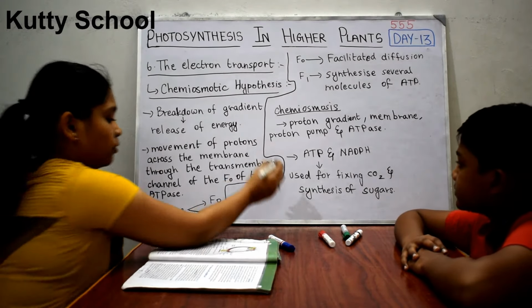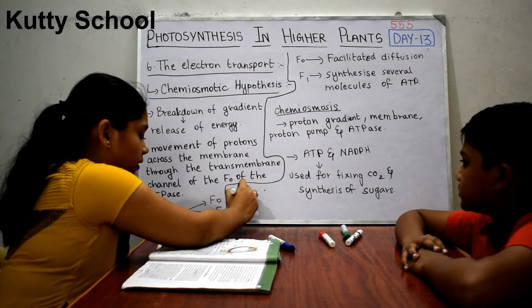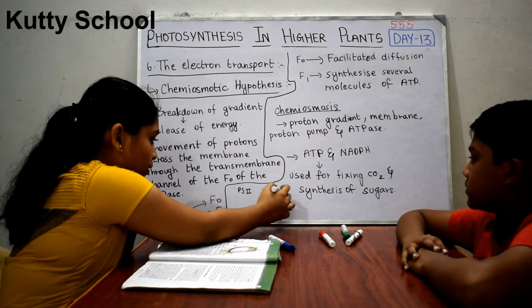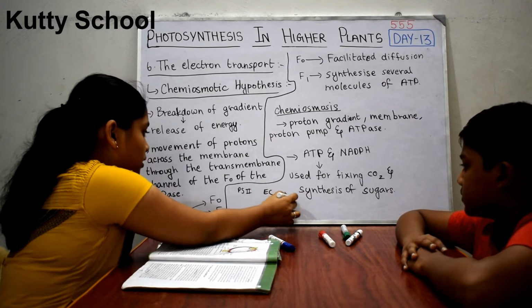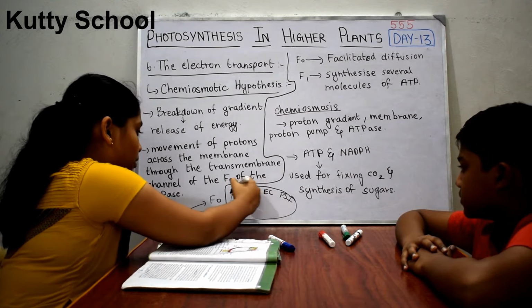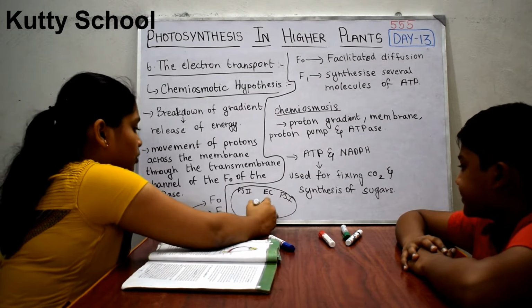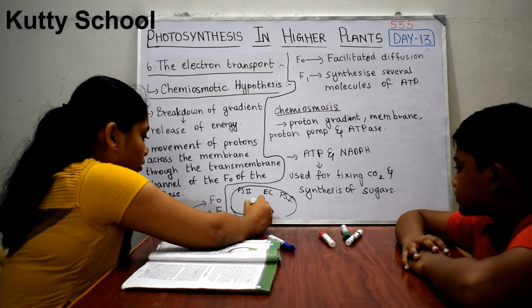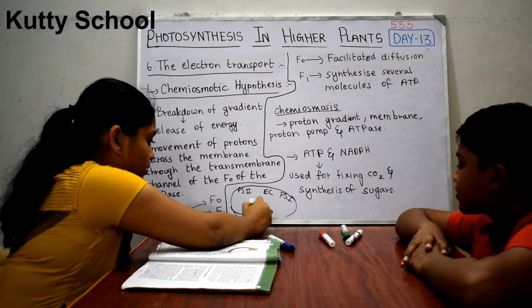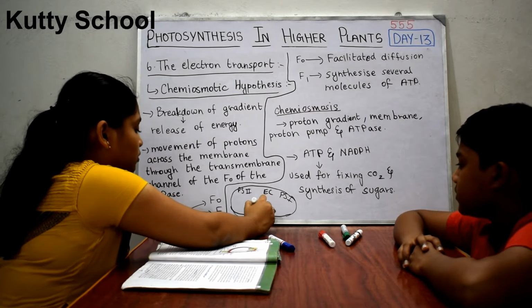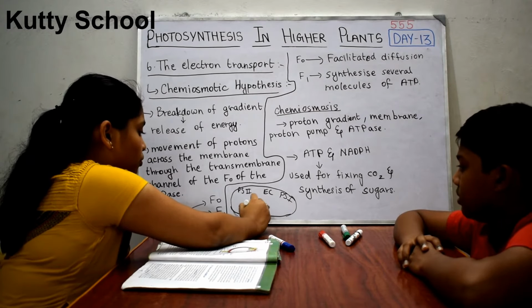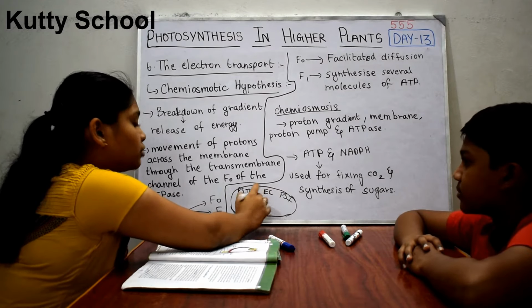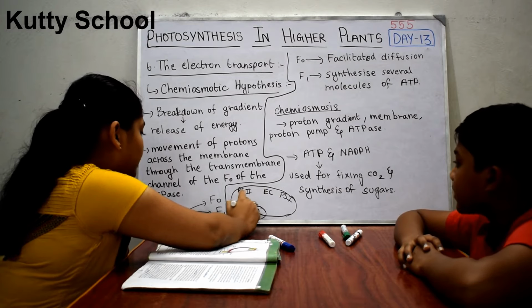We already saw that photosystem 2 is here with the electron carrier, and photosystem 1 is here. If this is the thylakoid membrane, here we saw that F0 and F1 are present. These two are important to produce ATP. These two act as ATPase.